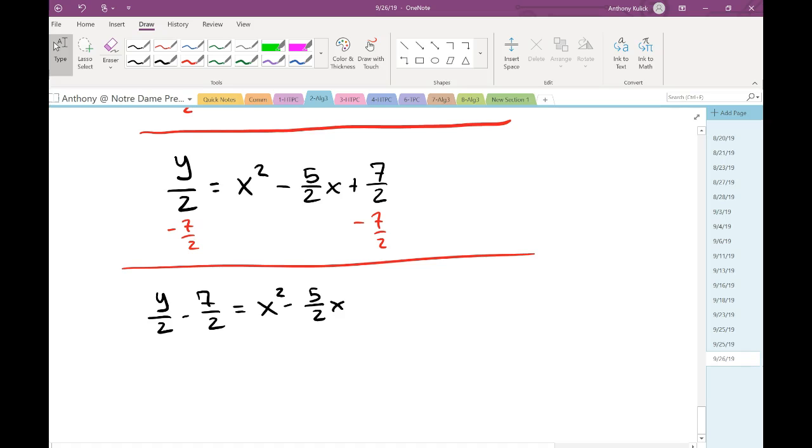What comes next? So I got the leading coefficient to be 1. I move the c onto the other side. I add b over 2 squared to both sides. So my b is negative 5 over 2. Right? This is my b.